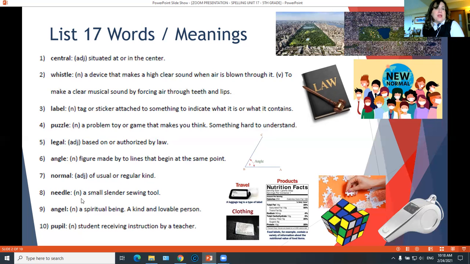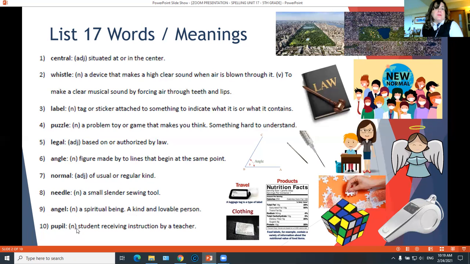Number 8, needle, a small slender sewing tool. Here, you use the needle and thread to sew clothing or pieces of fabric. But you also have a doctor's needle. It is a slender piece of metal that goes into your skin when you get an injection. This is also a needle. Angel. Angel is a spiritual being, and you can use this as an adjective to refer to a kind, lovable person. You are like an angel. You're an angel.